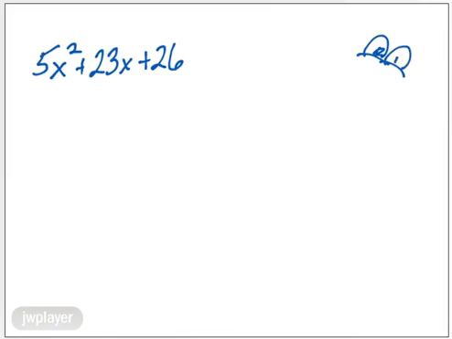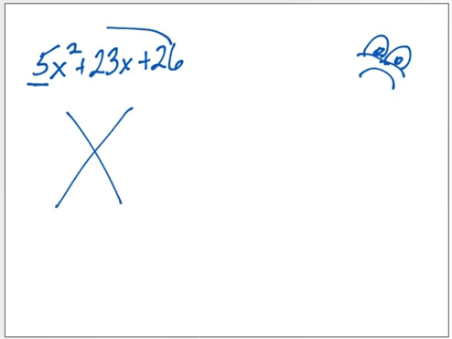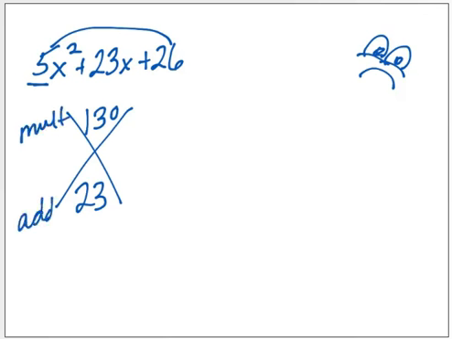Do we have a greatest common factor? No, we don't. So we have a leading coefficient greater than 1. Makes things a little more complicated, but we can do this. Alright, so the first thing I'm going to do is multiply 5 times 26. That's 130. And I'm going to put my 23 right here. So I have to come up with things that multiply to 130 but add to 23. They multiply to 130 but they add to 23.